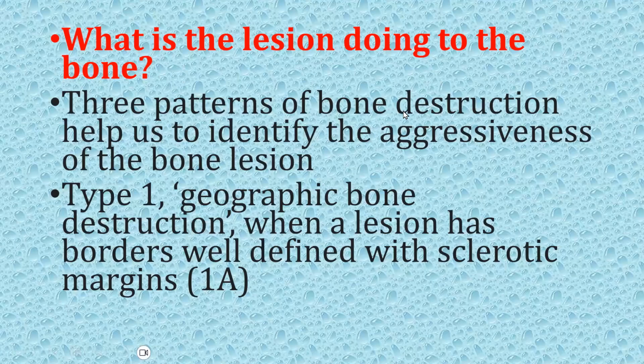Three patterns of bone destruction help us to identify the aggressiveness of the bone lesion. Type 1 is a geographic bone destruction that I spoke about, when a lesion has well-defined borders with sclerotic margins, or without sclerotic margins but with a narrow zone of transition. These are less aggressive lesions.